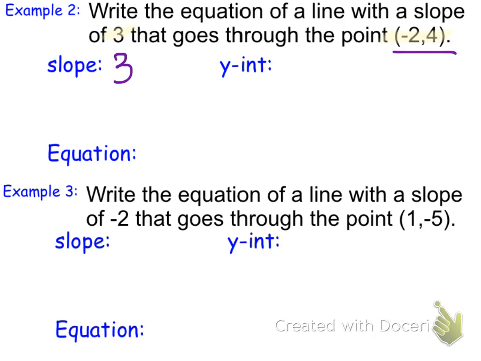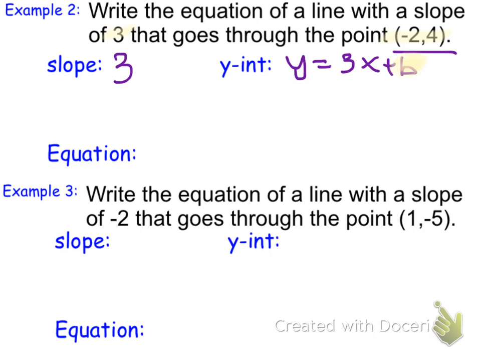So let's go ahead and use our algebra skills to try to come up with the y-intercept. What we're going to do is start with the equation y equals mx plus b. And let's replace what we know. We know that the slope is 3, so I'm going to replace the m with a 3. So we get y equals 3x plus b. Remember, we're trying to find the y-intercept. We're trying to find that b value. So how can we come up with what b is?